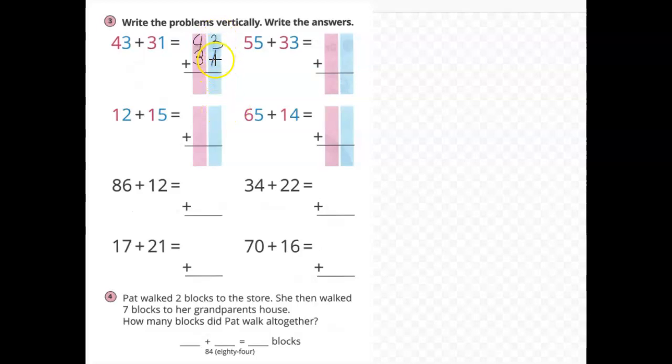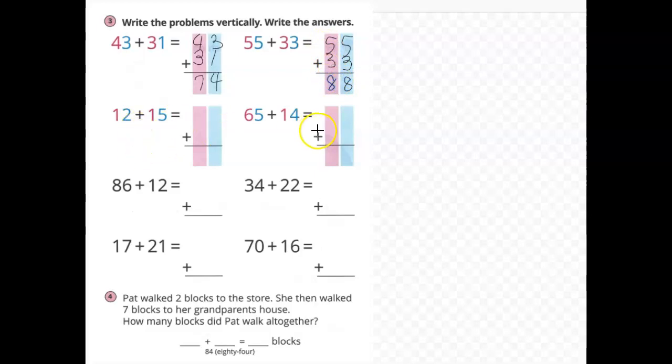So 3 plus 1 is 4. And then 4 plus 3 is... 5, 6, 7. All right? 55. And 33. Add the blue column: 5, 6, 7, 8. And then we just said 5 plus 3 is 8. Okay?